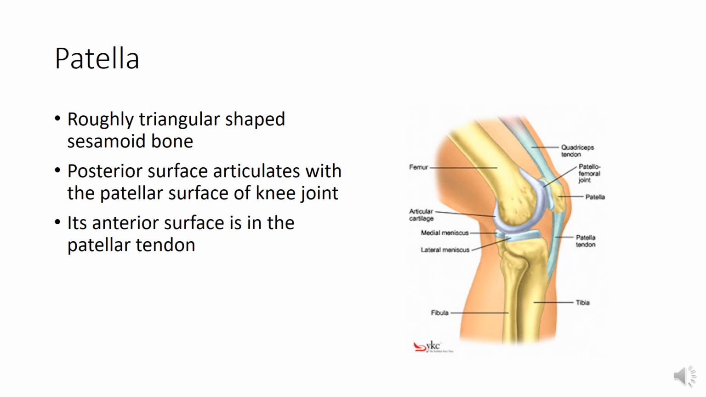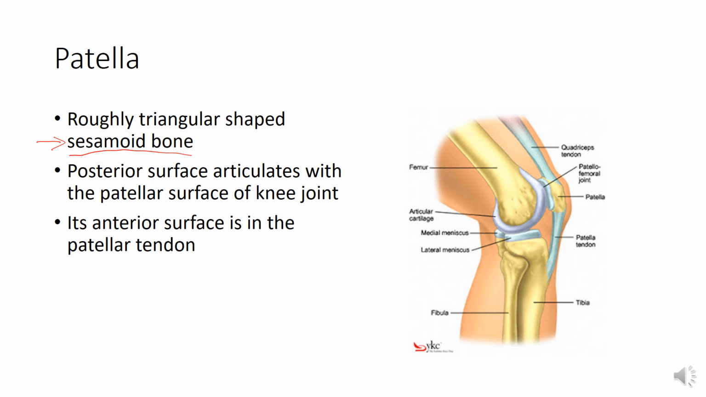So what is a sesamoid bone? Sesamoid bone, it is a bone which develops later in life in the tendons due to repeated friction. And patella, you know, is the largest sesamoid bone.